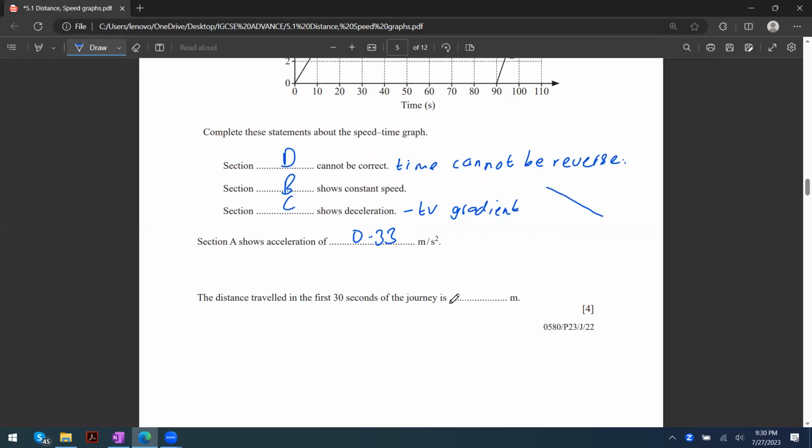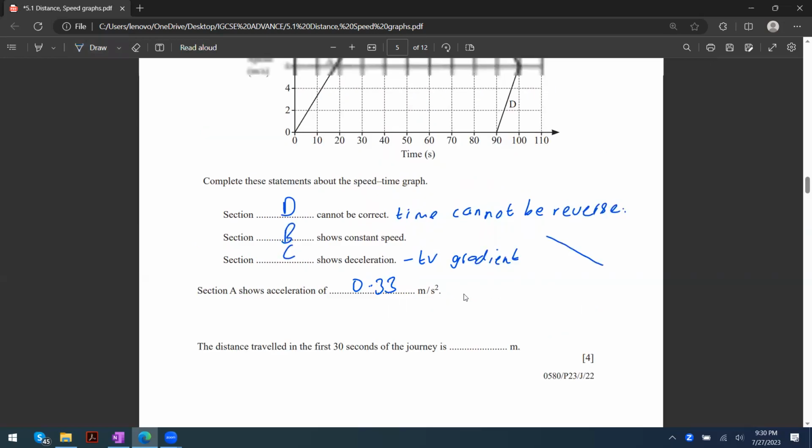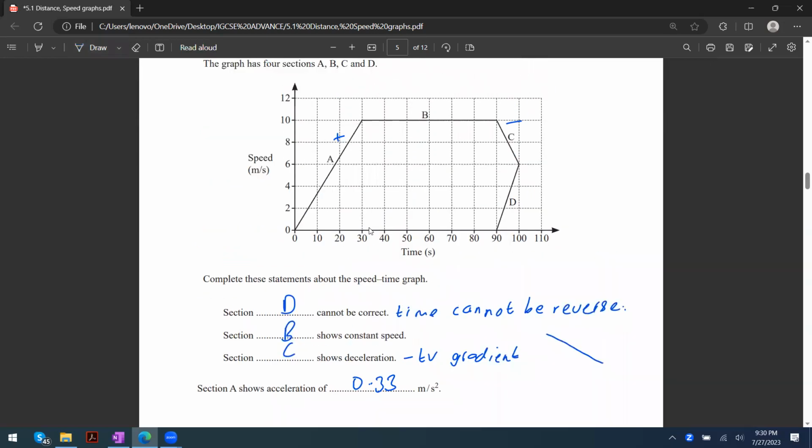The distance traveled in the first 30 seconds. Can we find that? Obviously, that is going to be the area of this triangle. Half times base, which is 30, height is 10. Okay, 150 meter.